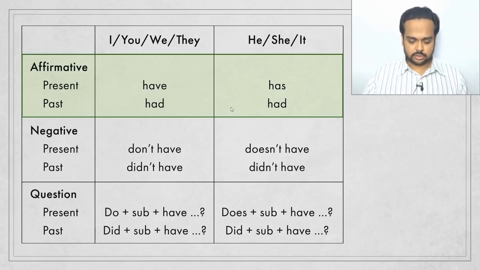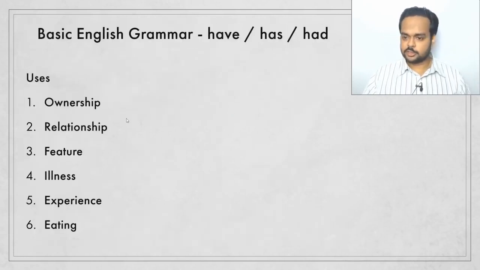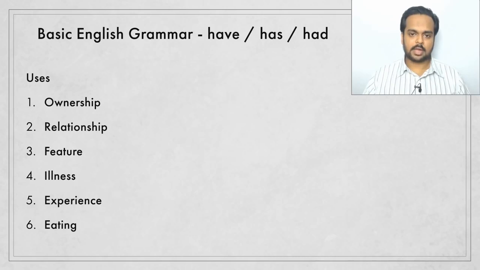So with this knowledge, let's talk about the various uses of the verb have. You see six uses listed on the screen. These are the most common and the most important uses of have. The first use is ownership. For example, we have a car. That means we own a car. So the verb have means own here.